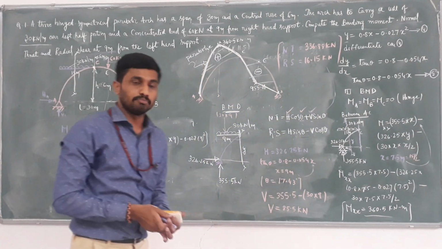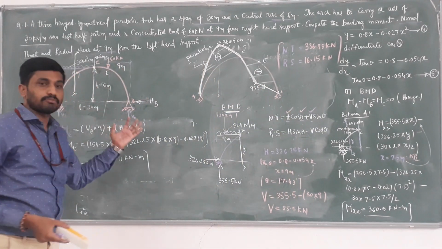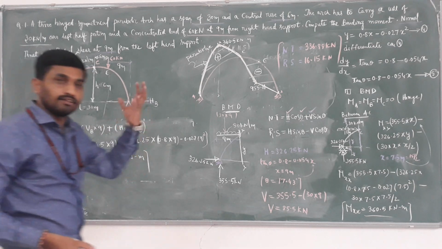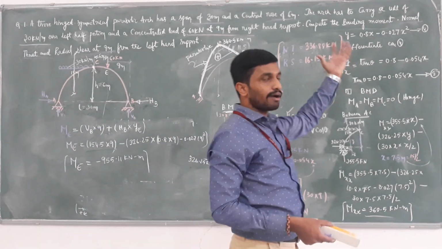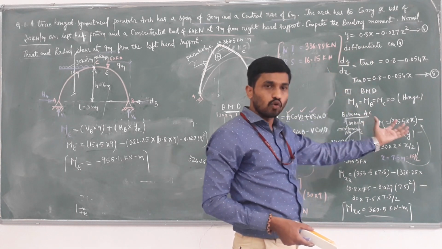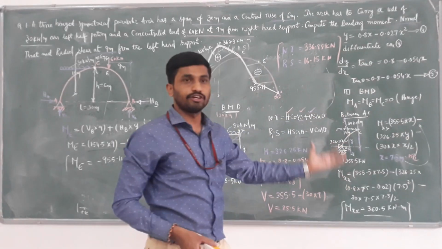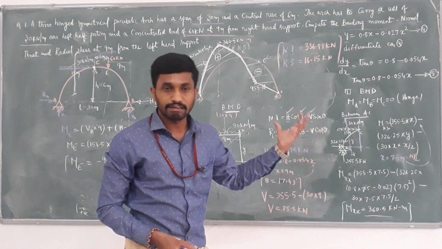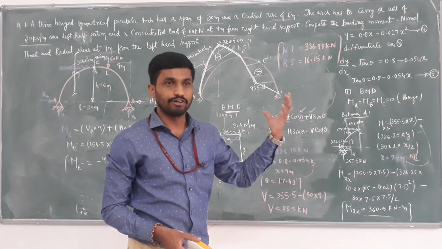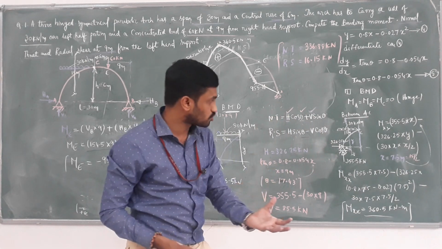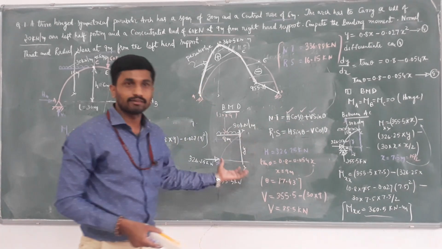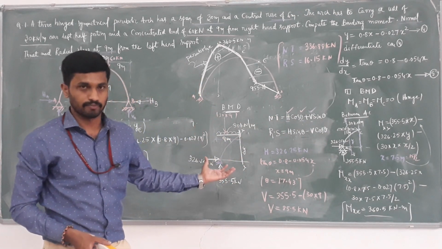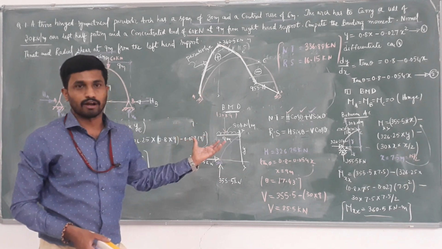So this is a very simple problem. In the first step we determined the external support reactions. In the second step we determined the required rise equation and slope equation. In the third step we determined the bending moment diagram. In the bending moment diagram, we know that at hinges the moment is 0. We determine the maximum moment under loads. In the last step, we determine normal thrust and radial shear. Please follow these steps and solve more problems.